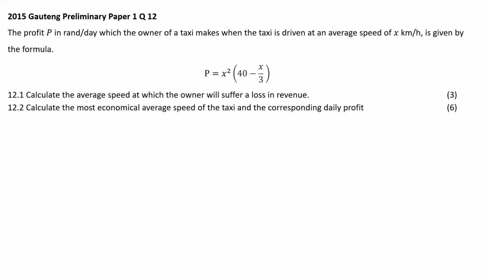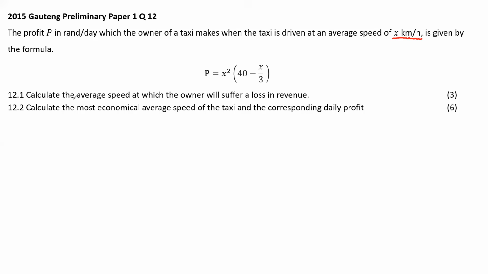Like I told you, this topic is applicable in all aspects, and here we are applying it in profit, in business. The story: the profit P in rands per day, which the owner of a taxi makes when the taxi is driven at an average speed of X kilometers per hour, is given by this formula. So this is the formula for the profit that a certain owner of a taxi will make when the taxi is driven at a certain average speed, X kilometers per hour.